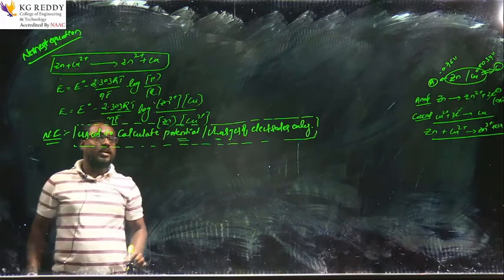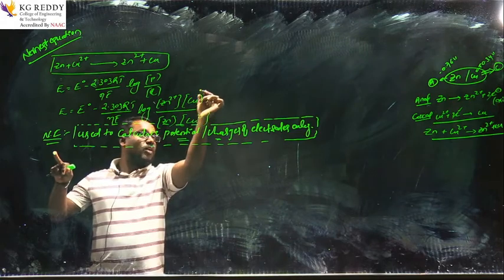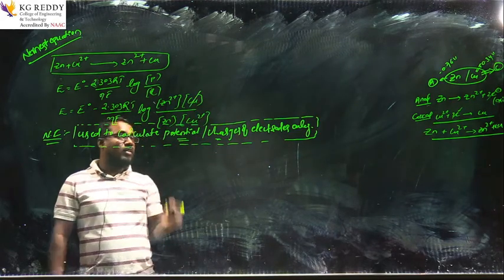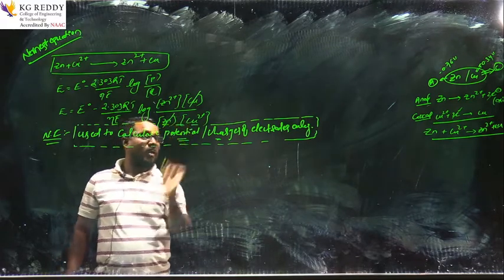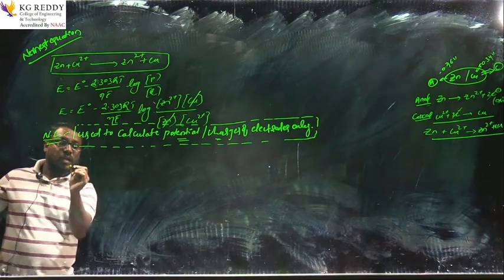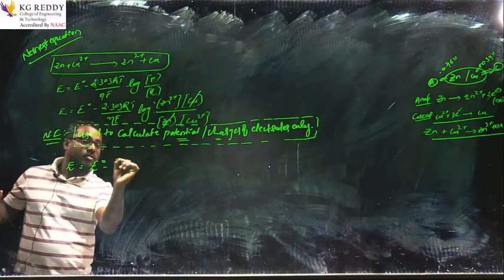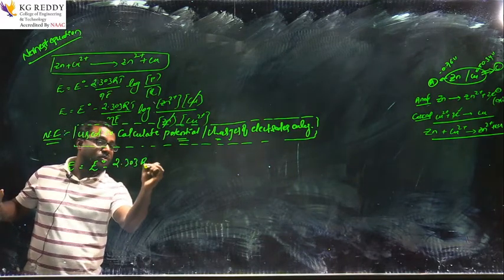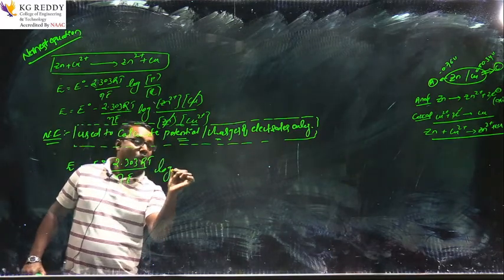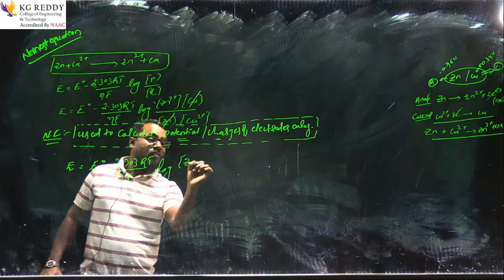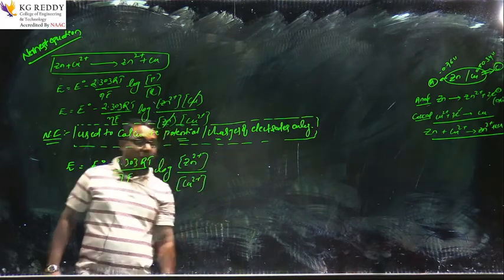For example, in this reaction, the Zn2+ will have a potential, so we can calculate it with the Nernst equation. But solid copper doesn't have any charge or potential, so we can cancel it. Solid zinc also doesn't have any charge or potential, so we can cancel it. Cu2+ will have the charge. Therefore the equation becomes E equals E naught minus 2.303 RT by nF, log of the concentration of Zn2+ divided by the concentration of Cu2+.